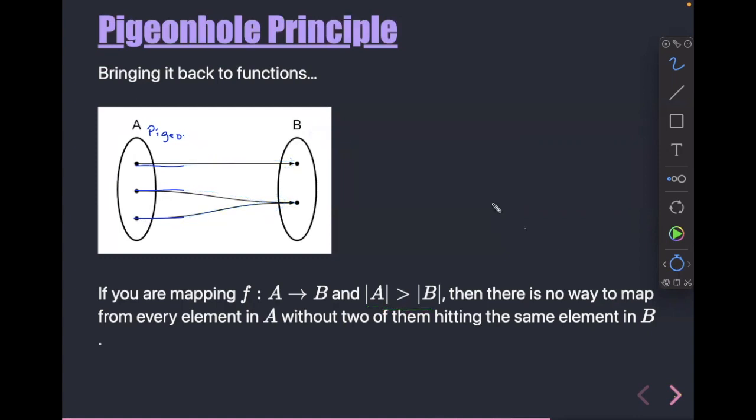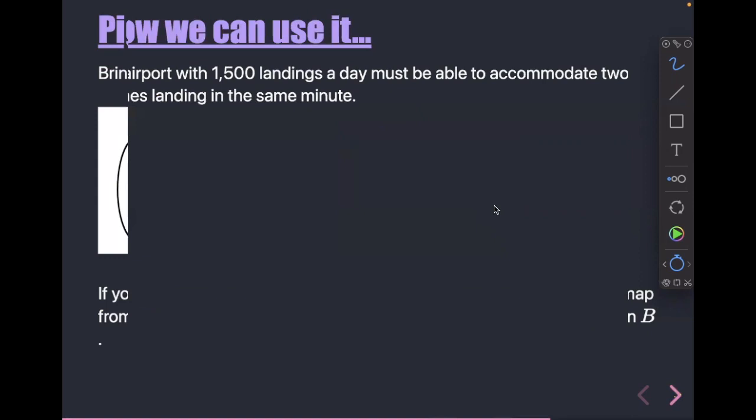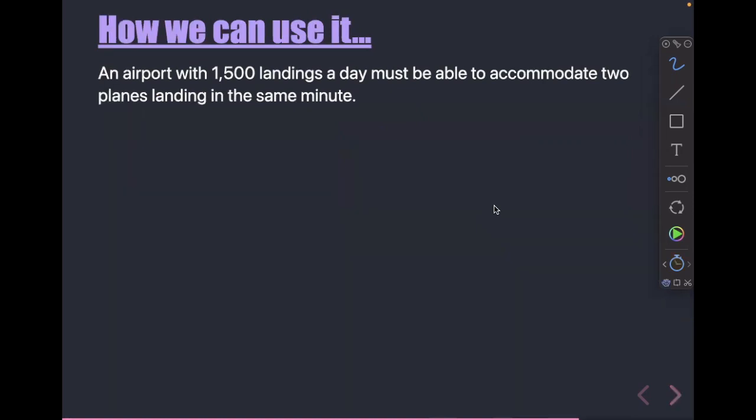And we're going to do some more examples of it that are maybe a little more literal. So another thing I could use the pigeonhole principle to say is that an airport with 1,500 landings a day must be able to accommodate two planes landing in the same minute. So why would this be? I want to think about how many minutes I have in a day and how many planes I have landing. If I have more planes landing than I have minutes, then we're going to have some planes landing in the same minute.